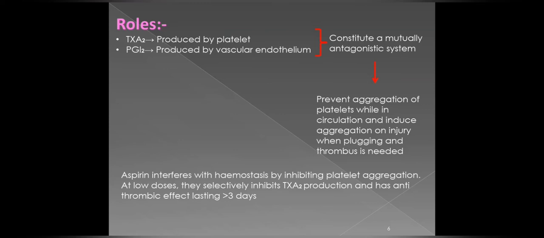Roles: thromboxane A2 produced by the platelets and prostaglandin I2 produced by the vascular endothelium constitute an antagonistic system. That is, one will induce aggregation and the other will inhibit aggregation. So they can prevent aggregation of platelets in circulation and induce aggregation whenever a plug or thrombus is needed.